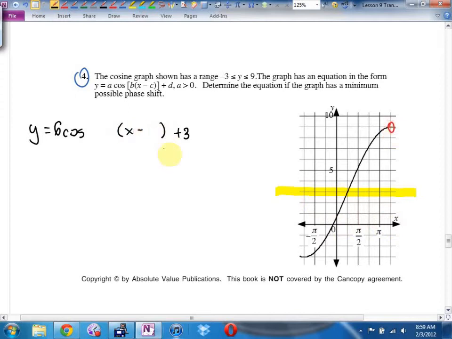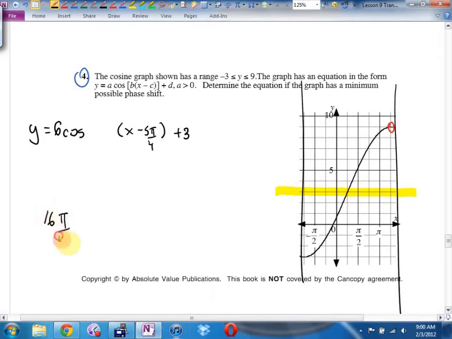The tricky part is going to be what goes here. Well, what fraction of a wave have they given me? Half a wave. How many squares is half a wave? Count. 1, 2, 3, 4, 5, 6, 7, 8. So a whole wave is 16 squares. What did you say 1 square was worth? 16 pi by 4, which is 4 pi. So b is going to be 2 pi over the period. The pi's cancel. And what's 2 over 4 in lowest terms?